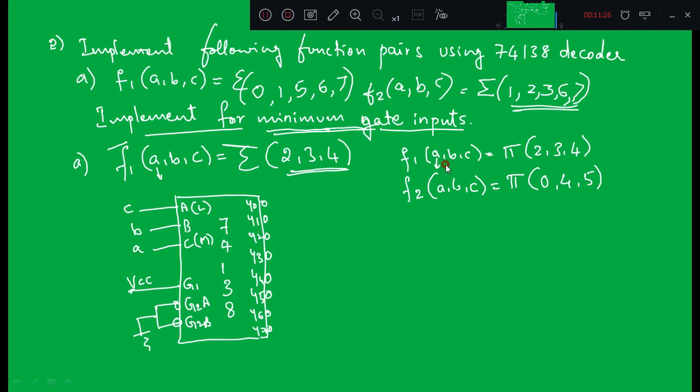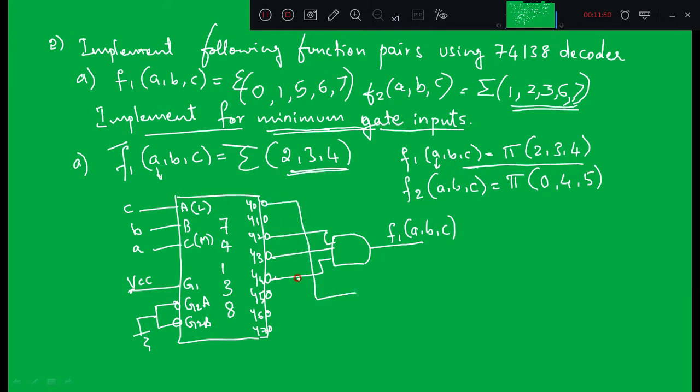So now first we will implement the first function, which is 2, 3, 4, Y2, Y3 and Y4. These all inputs are given to which gate? You just refer back to the previous problems, and you will get to know what external gate you have to use. Okay, so the external gate is an AND gate, and for 0, 4, 5, the second one, that is 0, this is 4, and this is 5, right? So here I am using only one 74138 decoder, and I am implementing these function pairs.